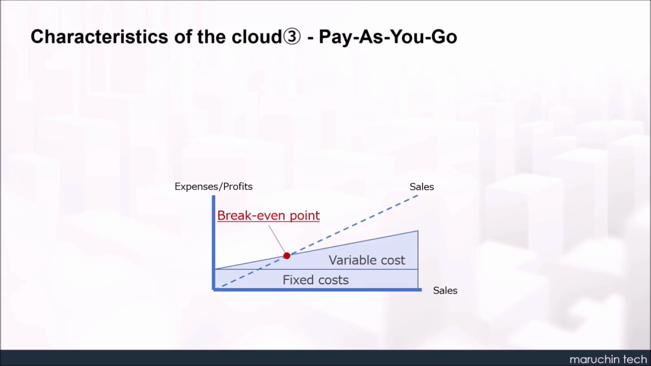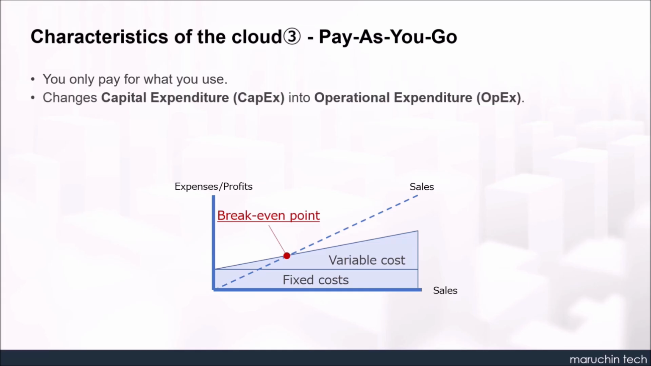Next, I'll talk about the pay-as-you-go pricing model. Pay-as-you-go is simple. You only pay for what you use. Moving to the cloud changes capital expenditure, CapEx, into operational expenditure, OpEx. This means you change your fixed cost into variable cost. Buying a physical server is a large upfront investment, and for startups, using the cloud reduces these fixed costs and helps them become profitable sooner.